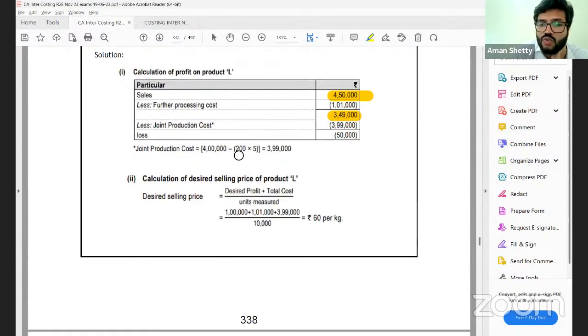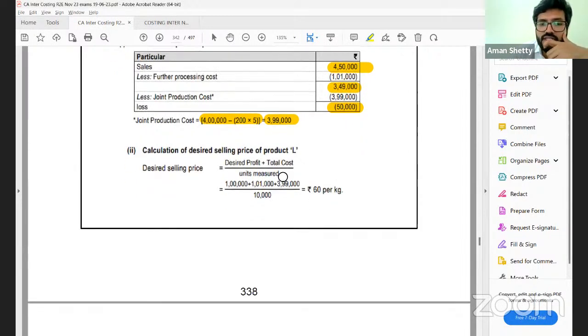So 200 into 5. So its joint production cost is 4 lakh minus 200 into 5, 3 lakh 99,000. So there's a loss of 50,000. Did you all understand this?